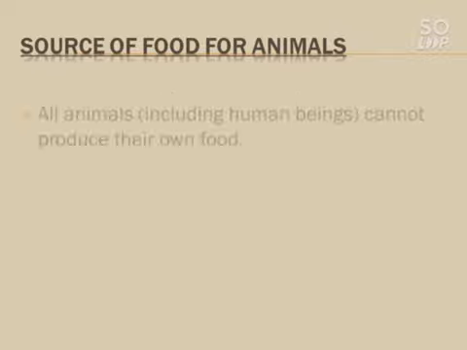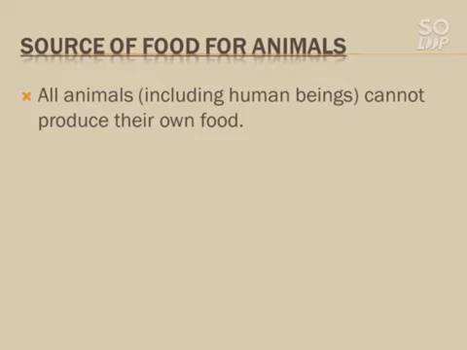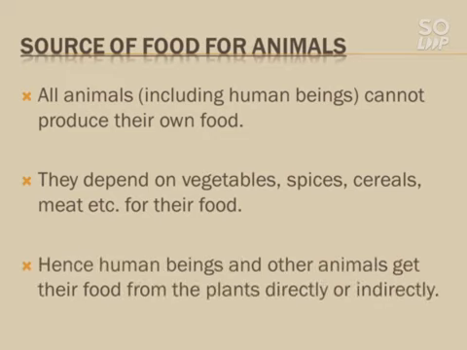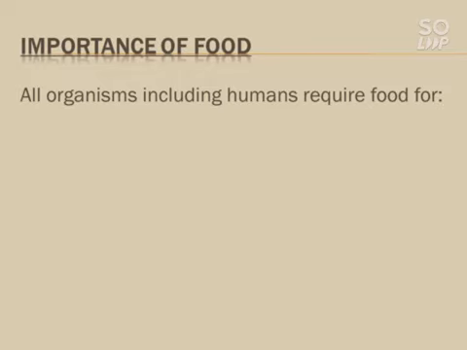All animals, including human beings, cannot produce their own food. They depend on vegetable, spices, cereals, meat, etc. for their food. Hence, human beings and other animals get their food from plants directly or indirectly. So that was the source.